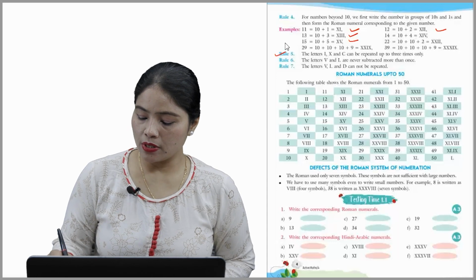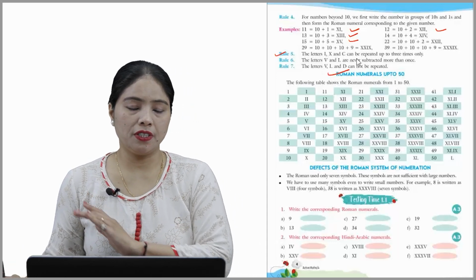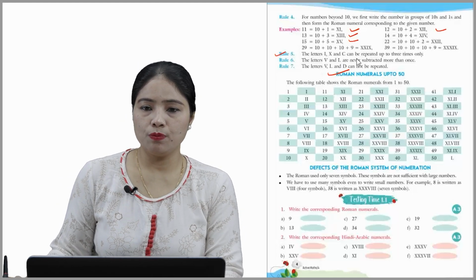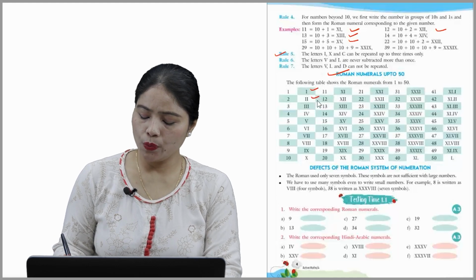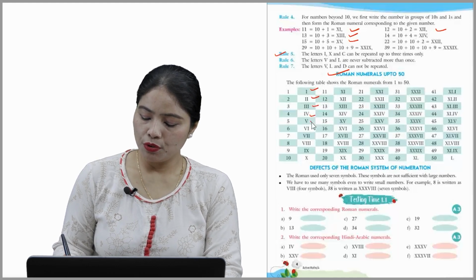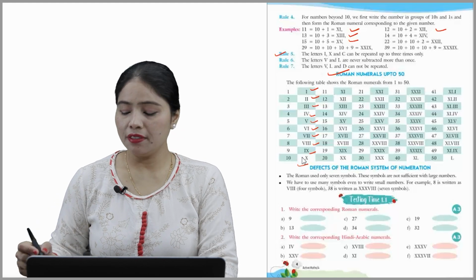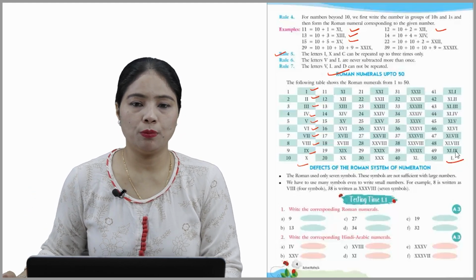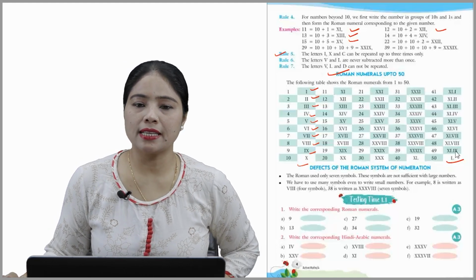Okay, so now just see the next topic. This is Roman numerals up to 50. The following table shows the Roman numerals from 1 to 50. That means this is 1, this is 2, 3, 4, 5, 6, 7, 8, 9, 10, then 11, 12 till 50, beta. So this is how we write the counting in Roman numerals. So just learn and practice these Roman numerals nicely.